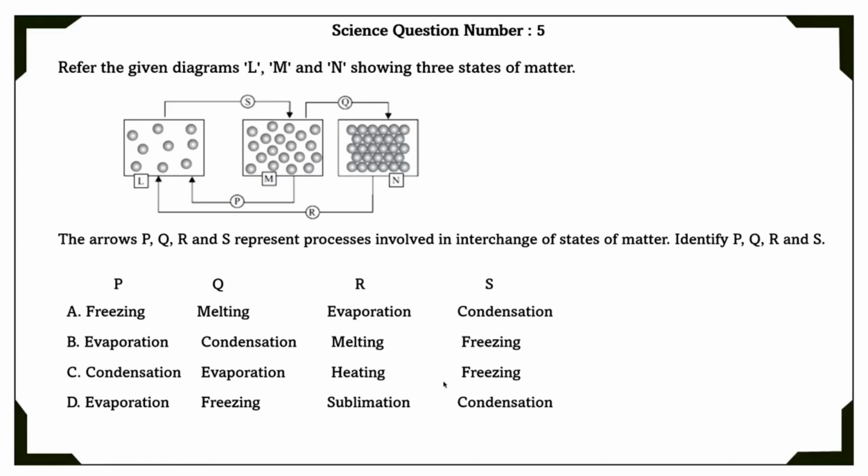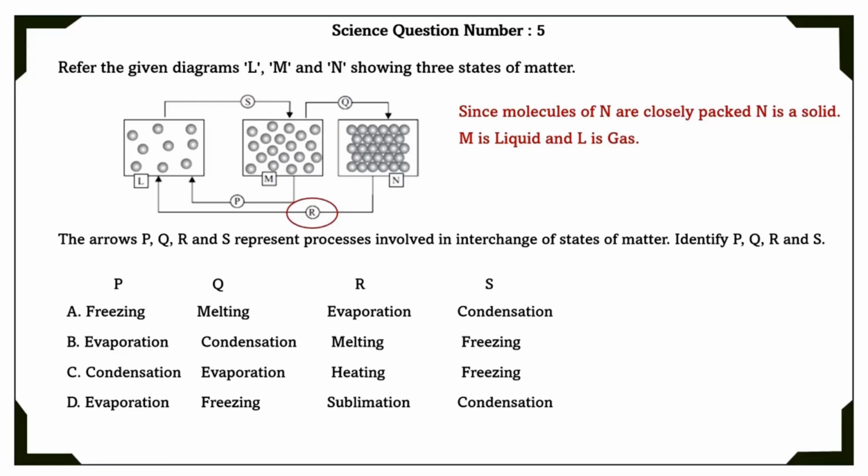Science question number 5. Refer to the given diagrams L, M and N showing 3 states of matter. The arrows P, Q, R and S represent processes involved in interchange of states of matter. Identify P, Q, R and S. Since molecules of N are closely packed, N is a solid, M is liquid and L is a gas. Here in the options, there is only one sublimation. So if we check which of the processes is sublimation, then we can find out the correct answer easily.